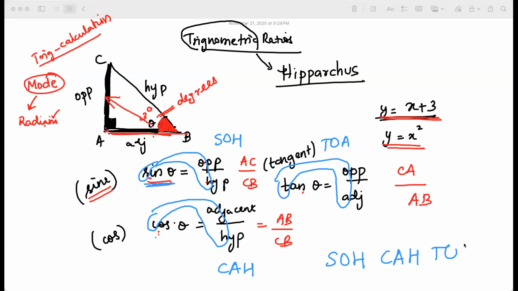SOCATO. Sine is opposite by hypotenuse. Cos is adjacent by hypotenuse. Tan is opposite by adjacent. Any questions there? Any questions, guys? I will give you some questions, then it's easy for us to solve.